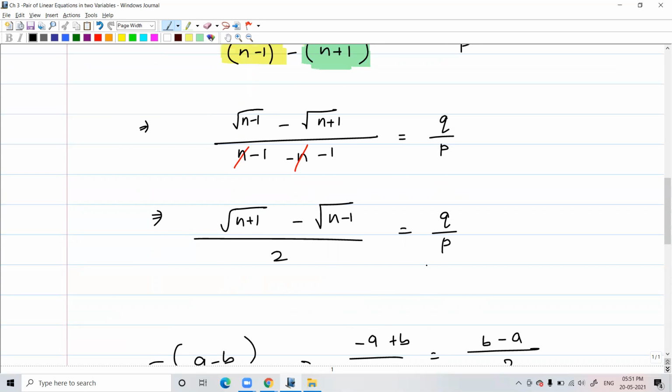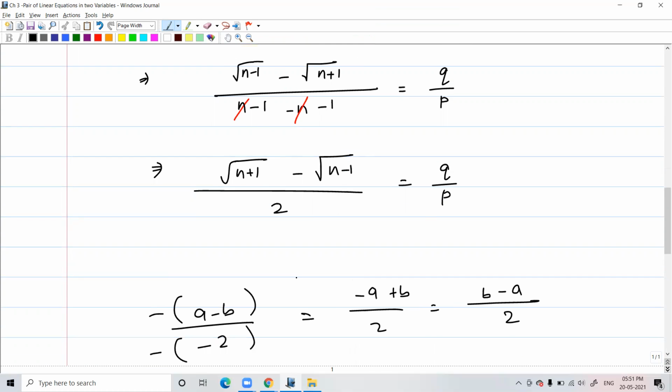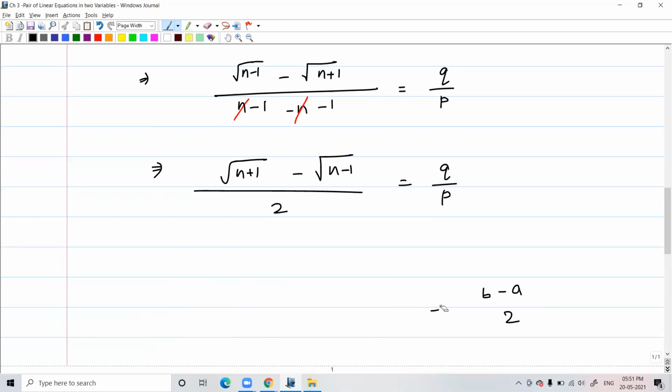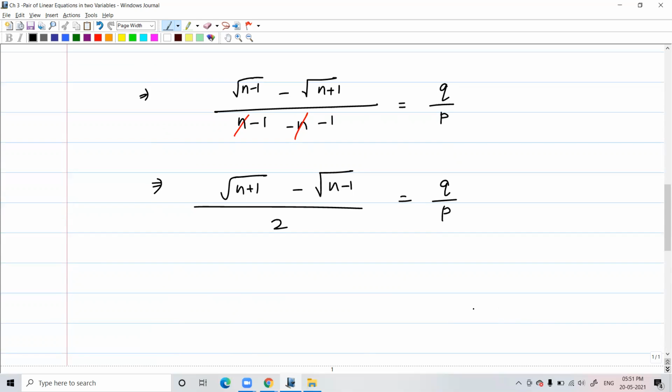Yes, sir. Okay, so that is what I did here. There is a minus b, but after multiplying the minus, I'm writing it as b minus a. Okay, everyone understood this? Confirm, guys? Understood, sir. Okay, good.